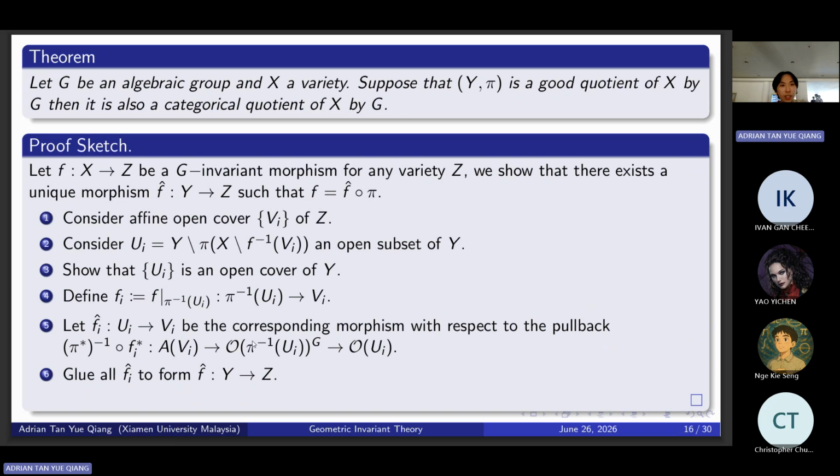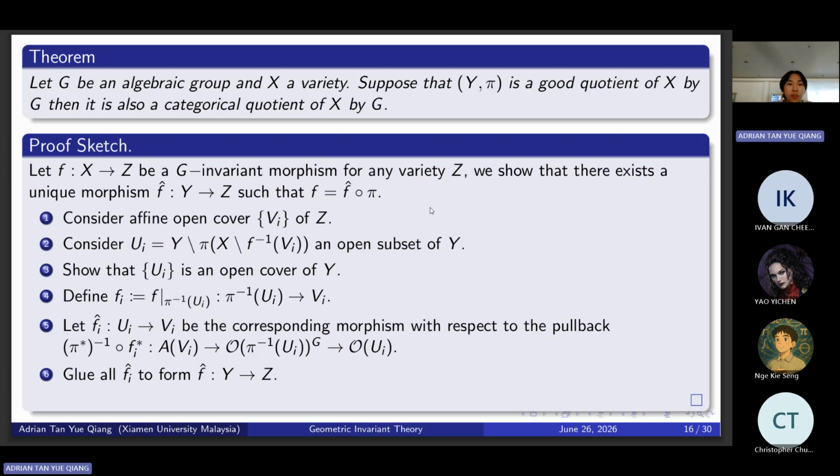This is actually showing that a good quotient is already a categorical quotient, which is what we want. If you want to show that a quotient is a categorical quotient, you have to show that all such invariant morphisms must factor through, which is this first statement here. So how do we do it? Since D is any variety, we can consider an affine open cover for it, and then consider U_i, which is an open set of Y.